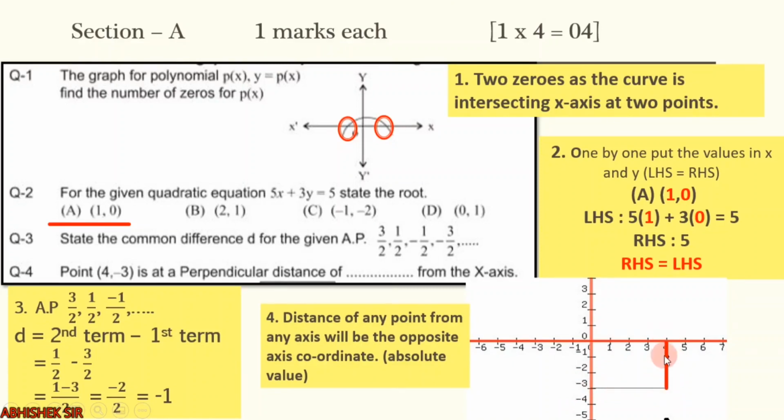But whenever you measure distance, it is never negative. So what we will write is that the distance of this point from the x-axis is 3 units. You do not write minus 3 units because minus will not come in distance. So 3 units will be the perfect answer. So section A, questions 1, 2, 3, 4 solution is over.